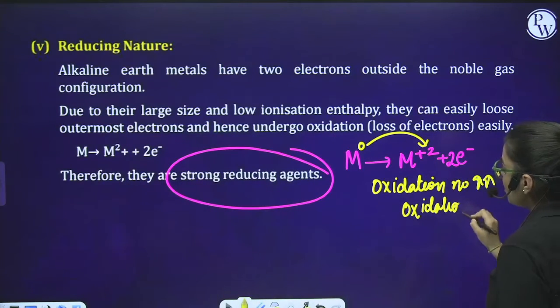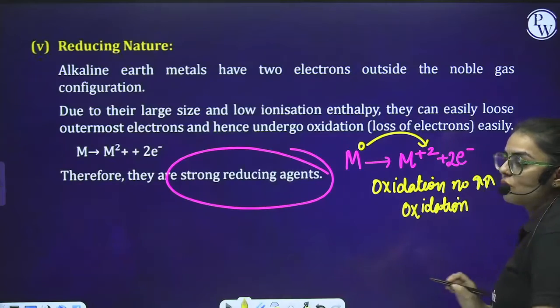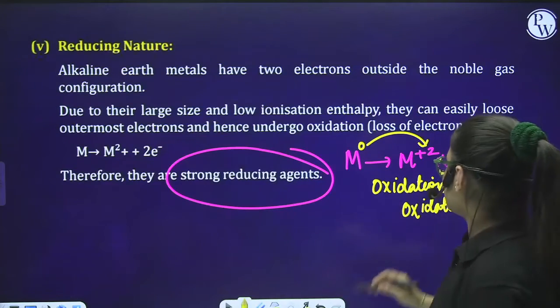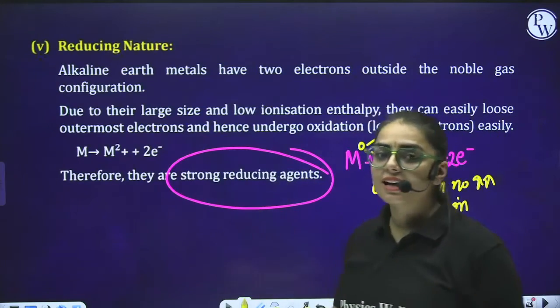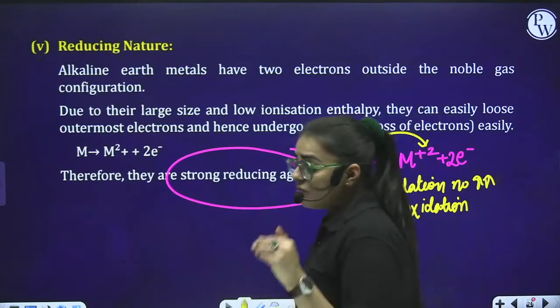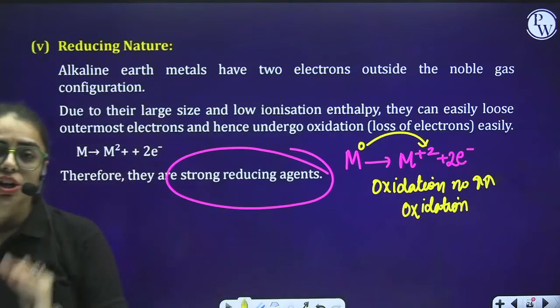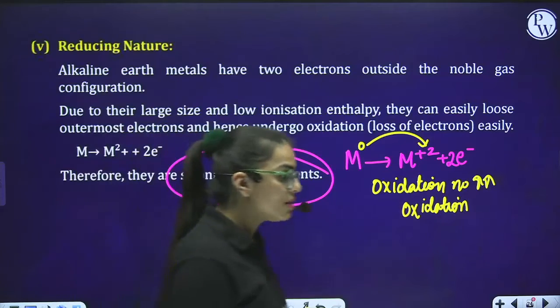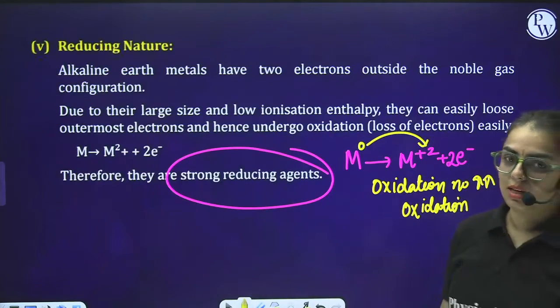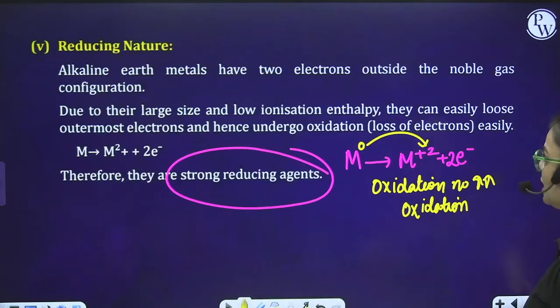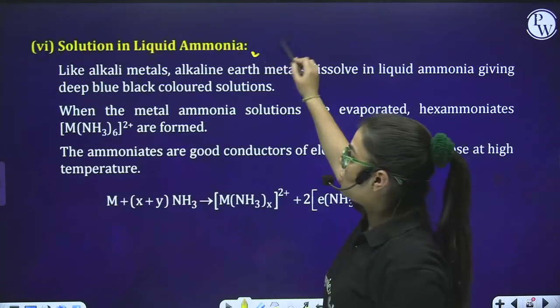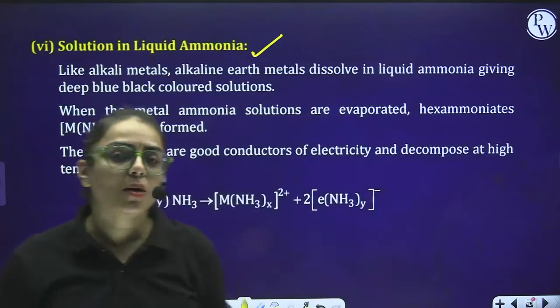In other terms, you can also understand if it is losing electrons, loss of electrons is oxidation. So that means basically they are acting as a stronger reducing agent. The one that does oxidation is a stronger reducing agent. The one that does reduction is an oxidizing agent. Clear? Okay, let's see the next part, that is solution in liquid ammonia.